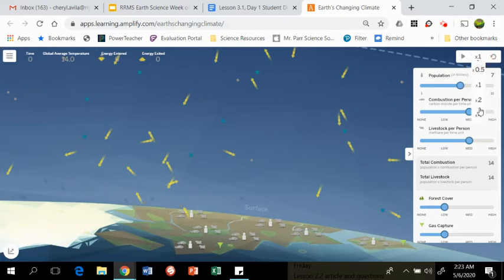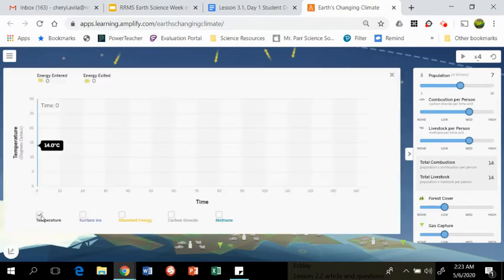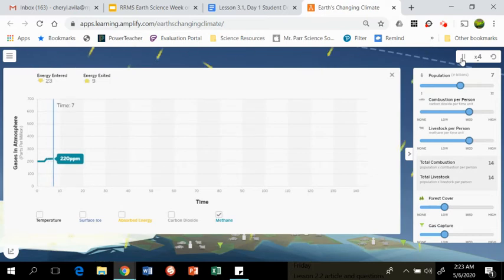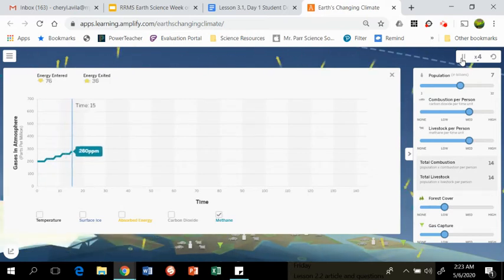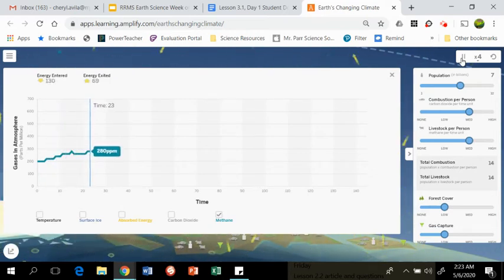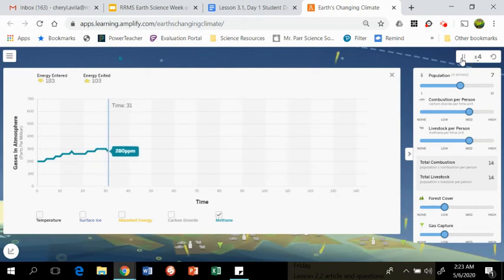I'm going to set my time at ×4. I'm going to leave everything alone on my sliders. I'm going to change my graph to focus on methane. So I'm going to press play and let it play for 30 seconds. This is if we're just going to continue on like normal. This is normal for us.